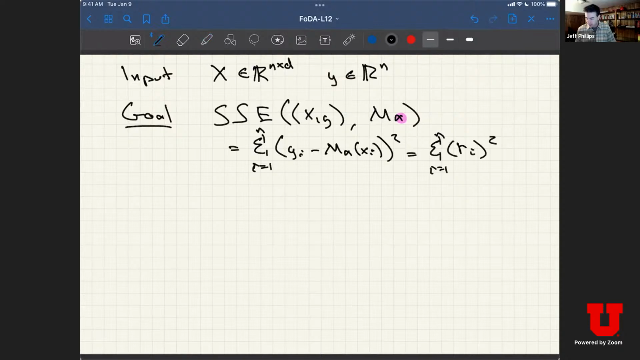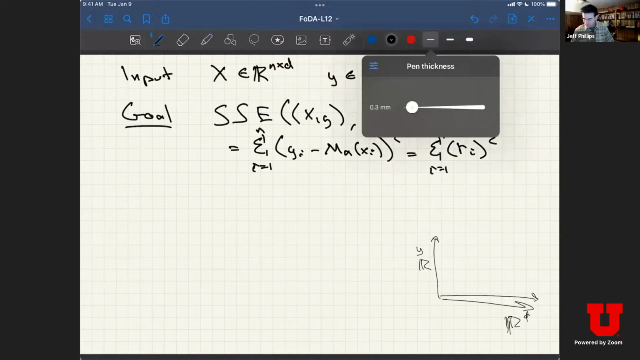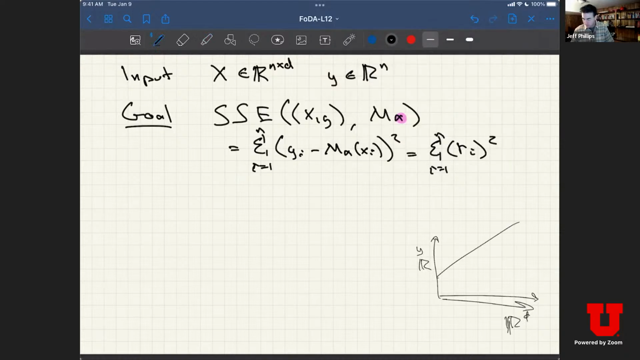Okay, again, we have a picture where this down here is R^D. So there's a d-dimensional space down here. This is Y, this is R. I'm going to get this linear kind of model here, right? So this will somehow be my model M.